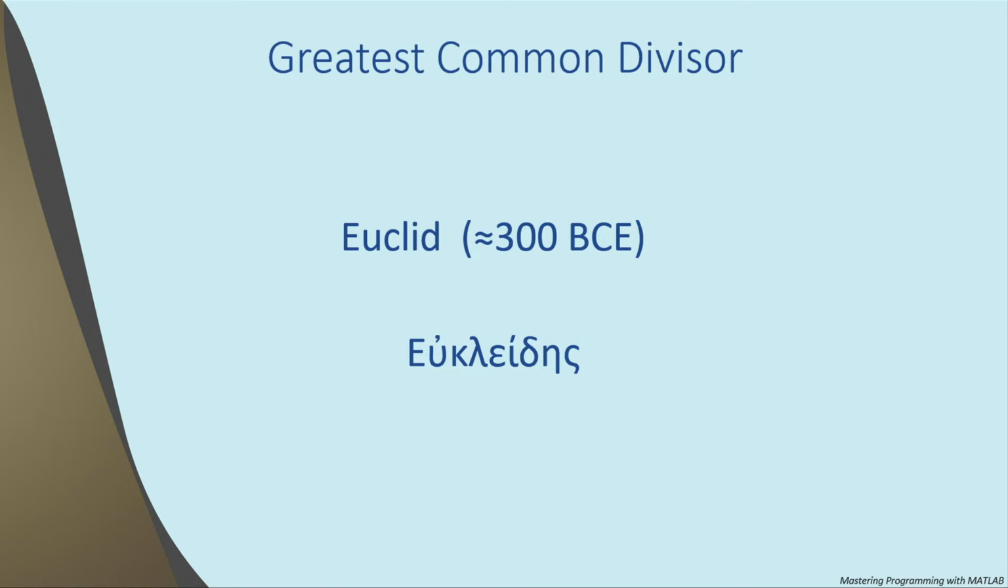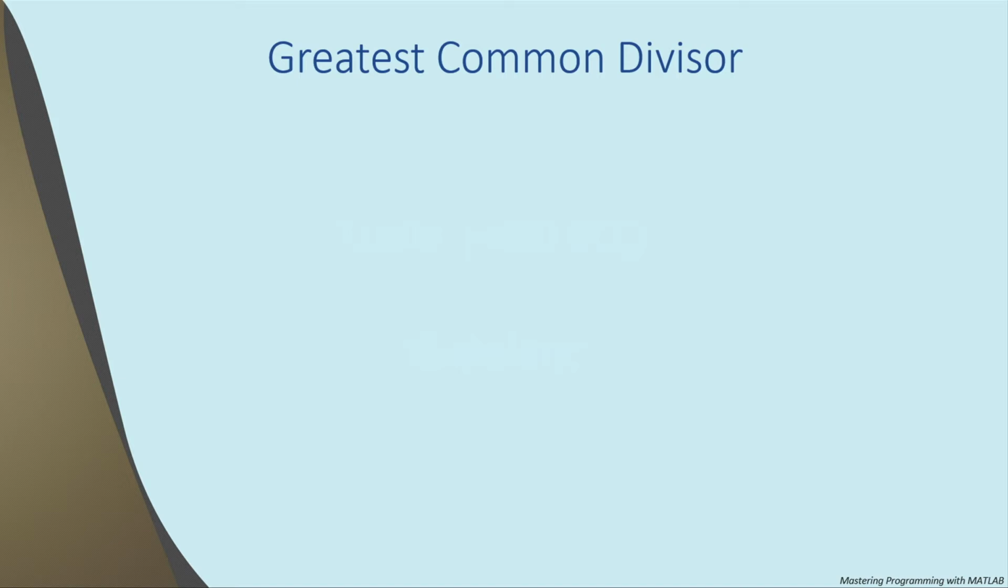But Euclid didn't invent the concept of the greatest common divisor. That had been around long before him. Well, so what is the greatest common divisor? The greatest common divisor, which is also known as the greatest common factor, is the largest integer that divides each of two non-negative integers with a remainder of 0. Or put another way, it's the largest integer that is a factor of both of the integers.